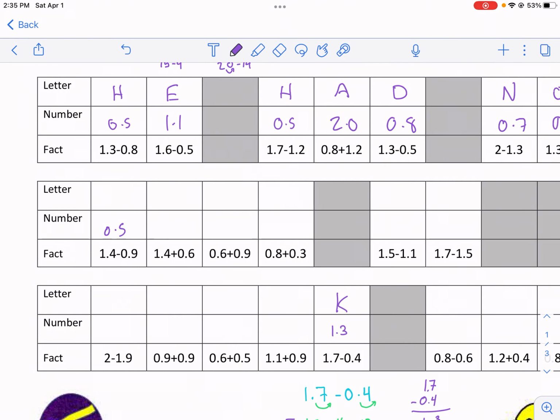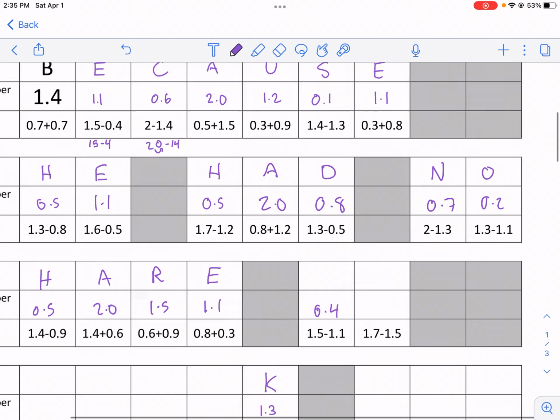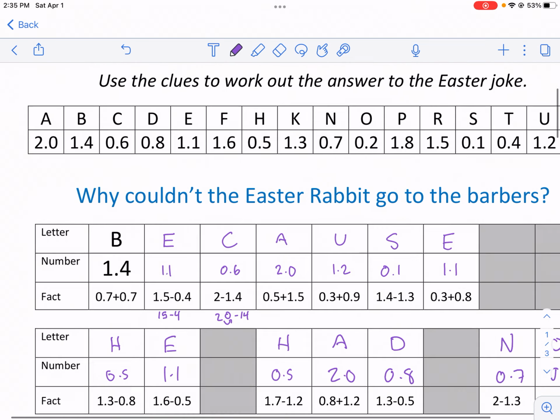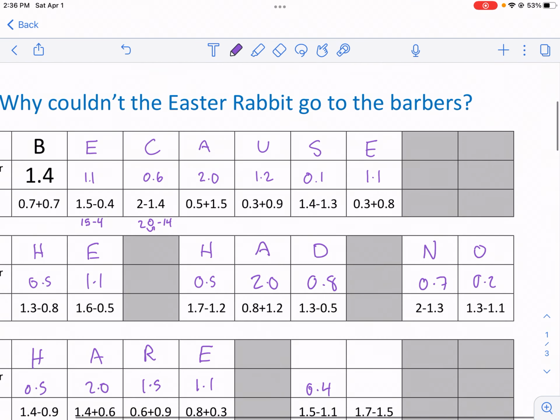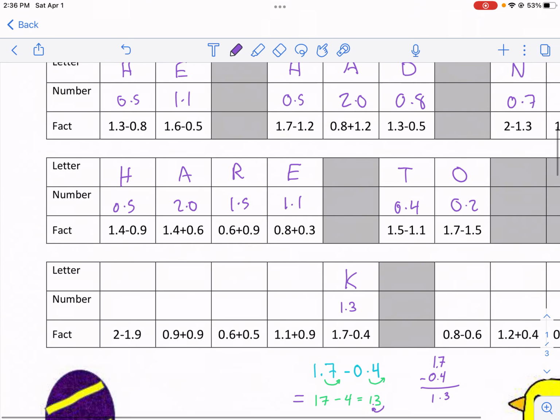Then we have 1 point, nope, that's 2.0. We know that one, that's A. 2.0 is A. Then we have 1.5. I think that one's new. So we need to find where 1.5 is. That's R. And then 1.1, we've done that one a few times. That is E. We have 0.4. I can't remember if we've done this one. Don't think so. So that is T. And then we have 0.2. That is O. Okay, last line here, almost done.